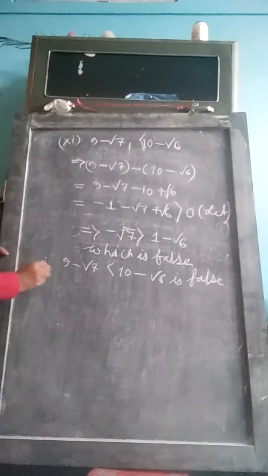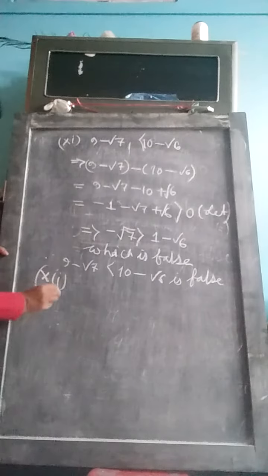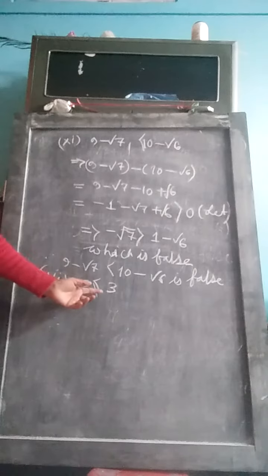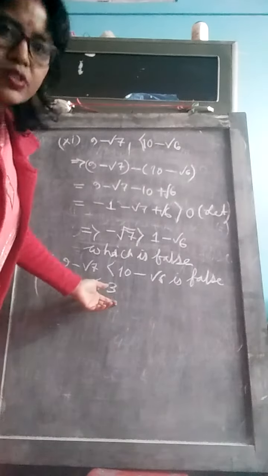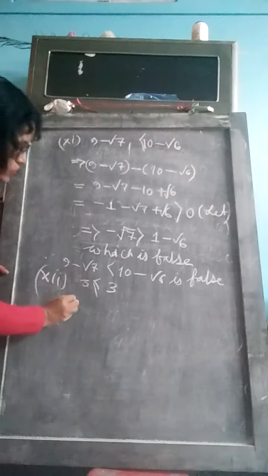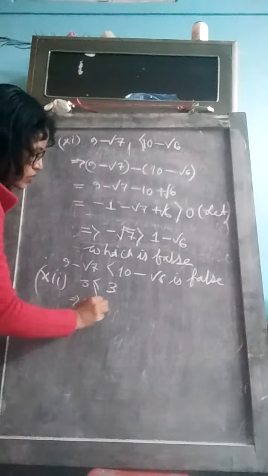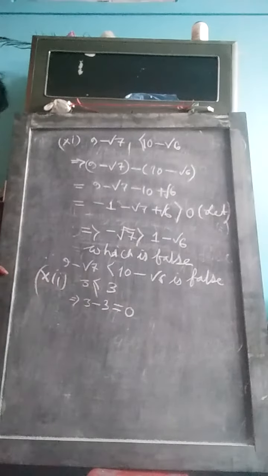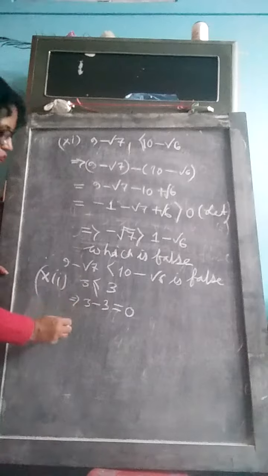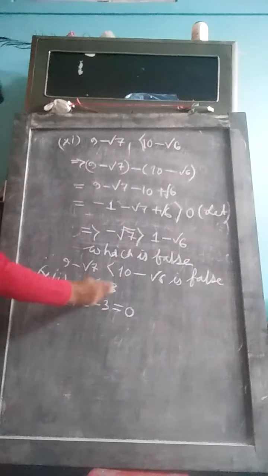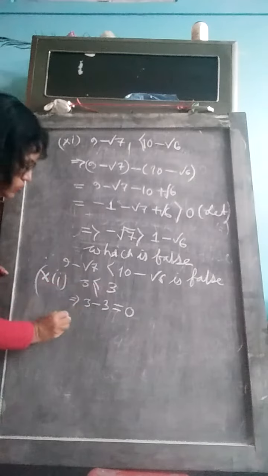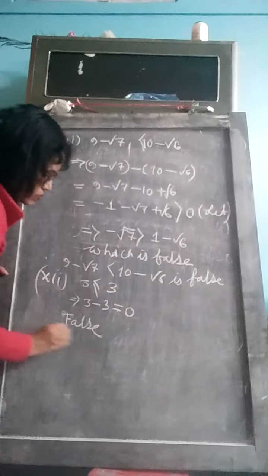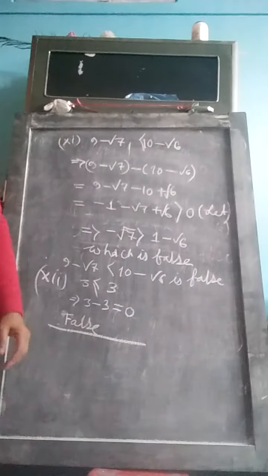Then, number 12. 3 is less than or equal to 3. A given number must be less than or equal to itself, no? 3 minus 3 equal to 0, which is not less than, this must equal 0. So it is equal. That means 3 is equal to 3. 3 is not less than 3. It is false. This is one number finished.